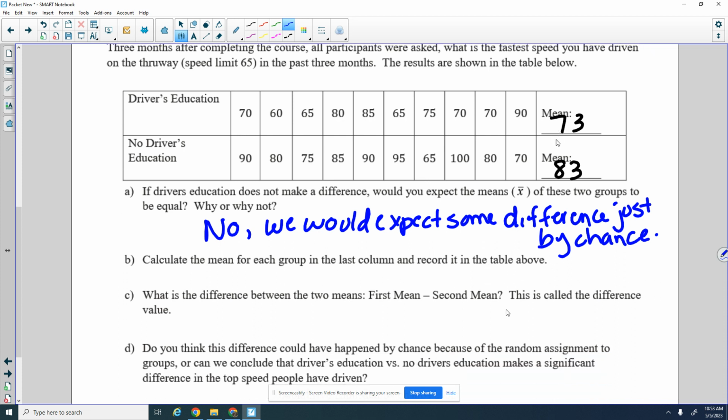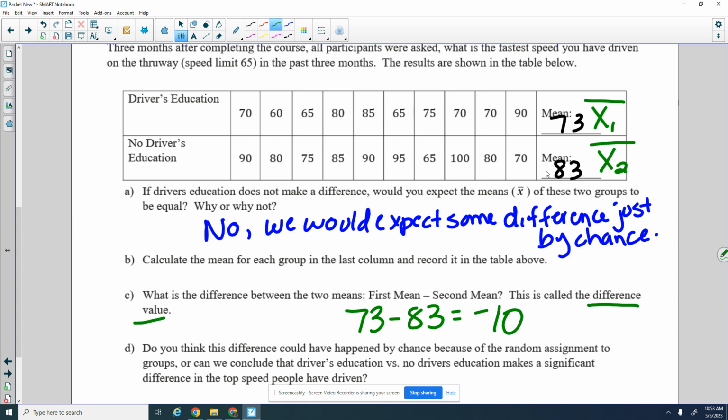Now, once we get two group means, we label these, whatever is defined as our first group is our first group mean. So this is just a subscript 1 saying first group, and that's X bar 2. To find the difference between the two means, this is question C, we always do the first mean minus the second mean, just to have a standard way to do it. So that's 73 minus 83, which is negative 10. This is called a difference value.